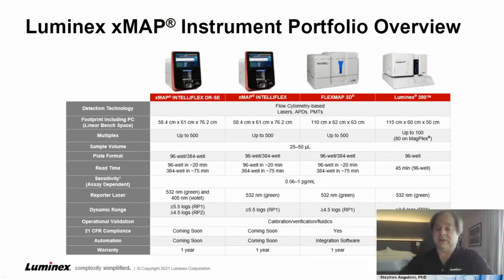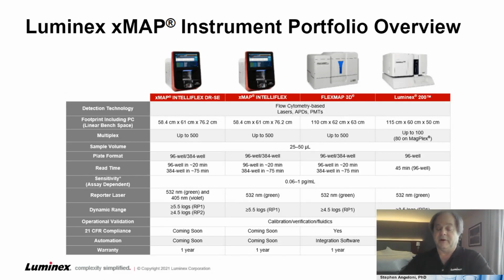And the advantage of having two sample loops is the run times on a full 96 well plate can be on the order of 17 to 20 minutes with the iFlex or the FM3D. It can take closer to 45 minutes to an hour on the LX200. So if you have lots of samples to process, you're going to be wanting to probably have at least an FM3D or one of the iFlex models.